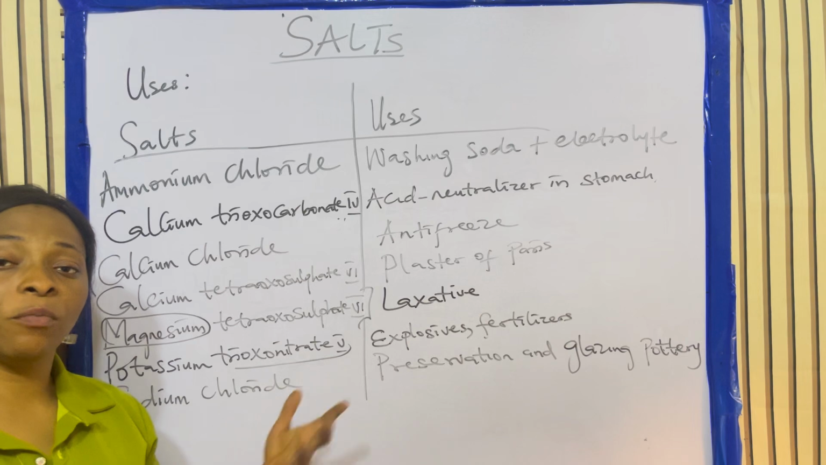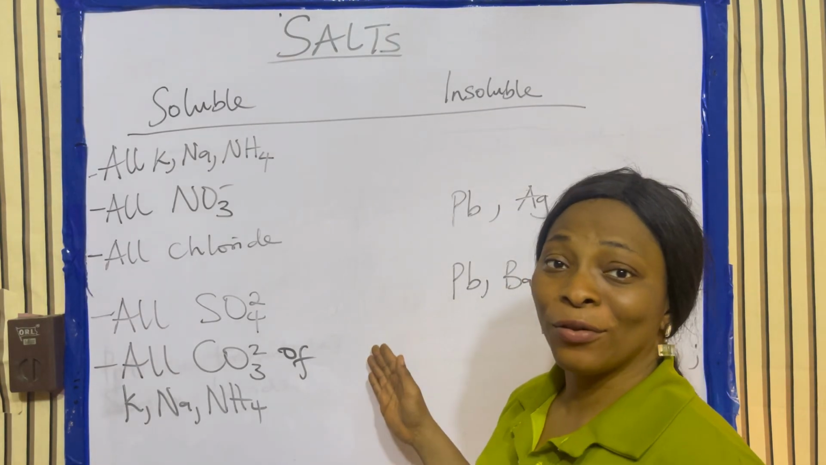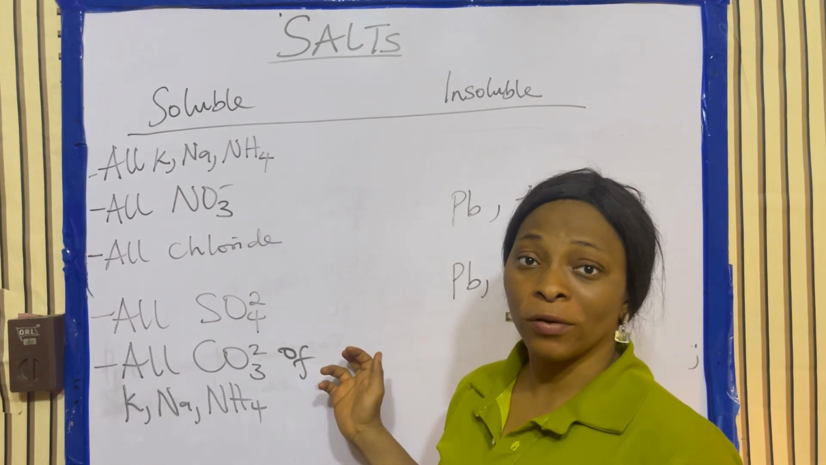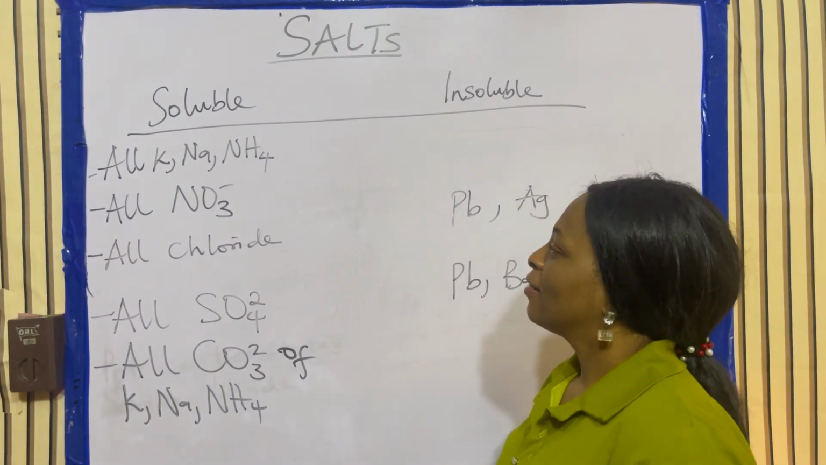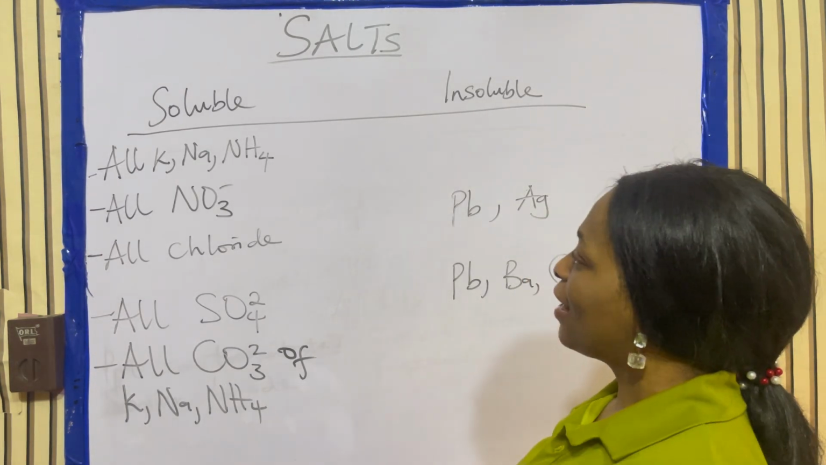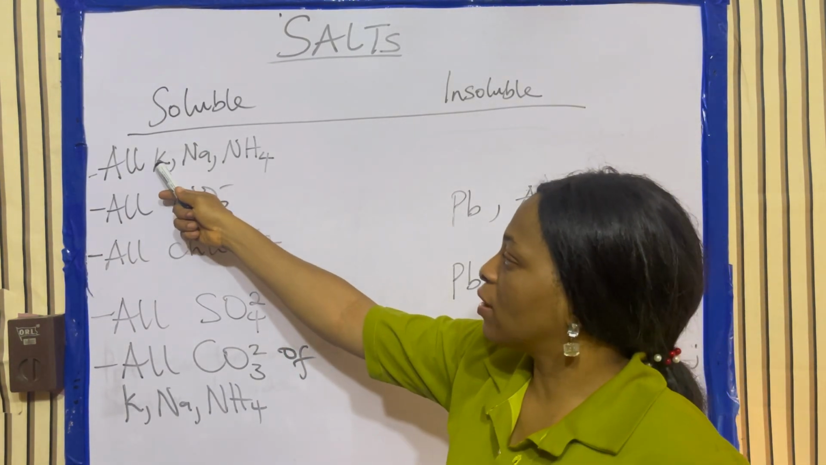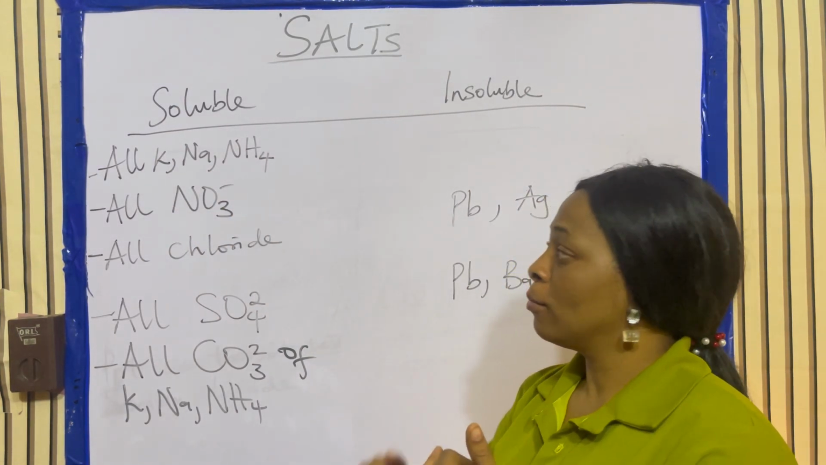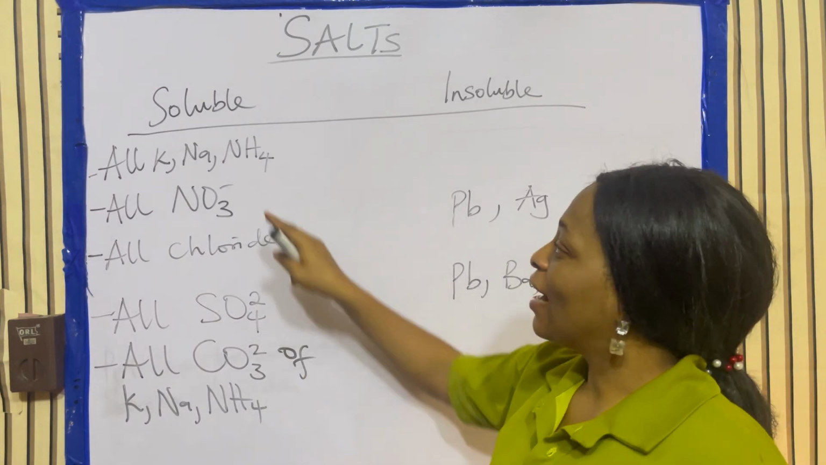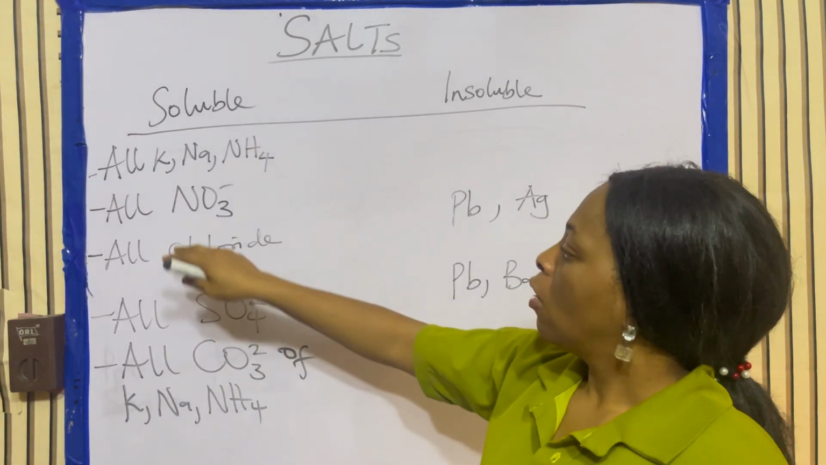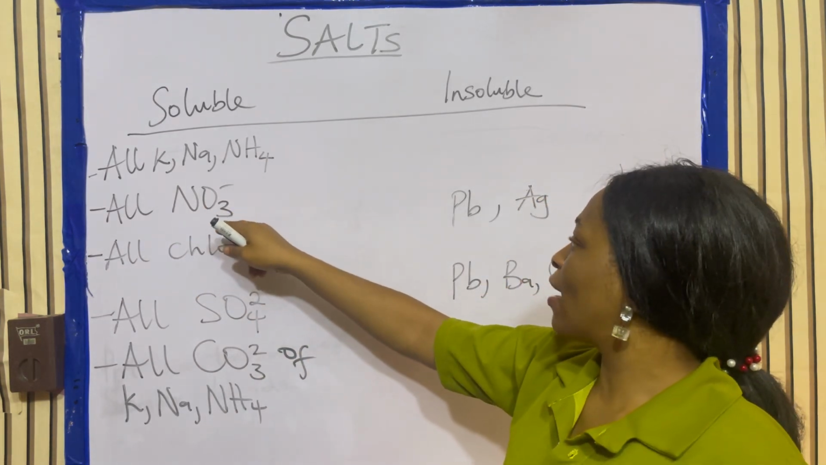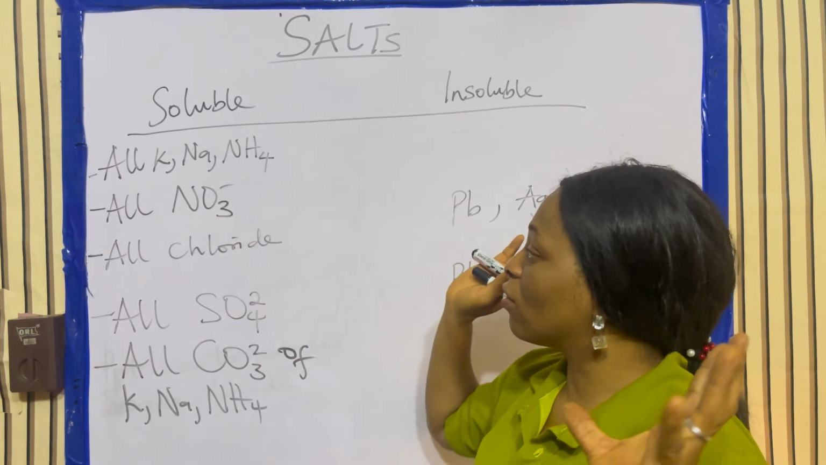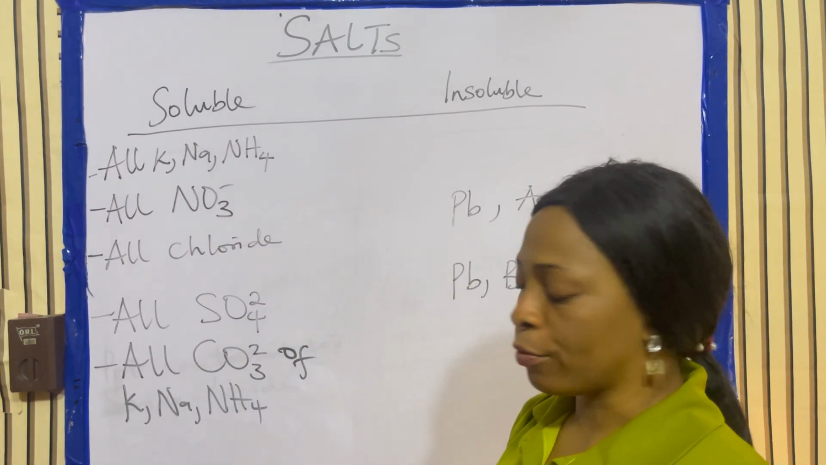So let's look at the solubility of salts. This is a very popular question in JAMB. For salts, any salt that contains potassium, sodium, or ammonium is soluble. All salts that contain trioxonitrate 5 are soluble.